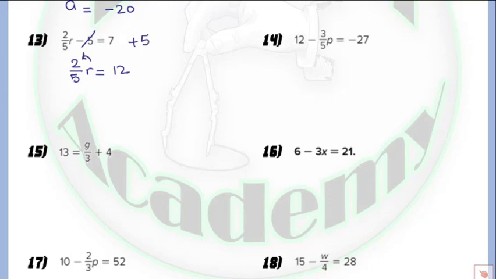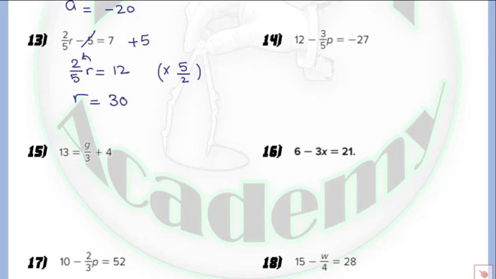Now the coefficient is a rational number, so just multiply by the reciprocal of the fraction, which is 5 over 2. 2 over 5 multiplied by 5 over 2, you'll find that the answer will equal 1. Just write r. 12 multiplied by 5 over 2, you'll find that the answer will equal 30.